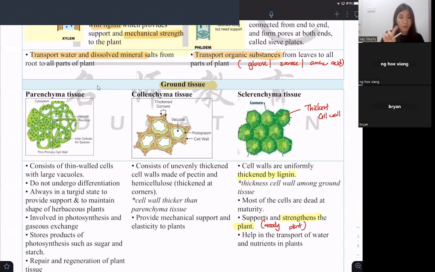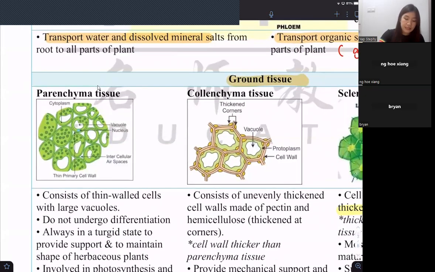But what is the difference between the parenchyma and the collenchyma? Normally, how can you identify based on the diagram? For example, you can see parenchyma has a thinner cell wall. So when you see just a normal plant cell with a very, very thin cell wall and the shape is a circular shape like this.